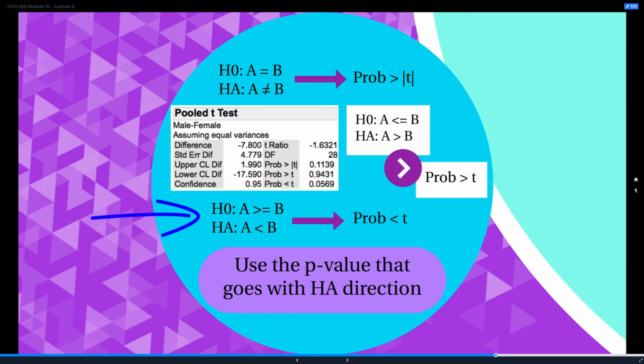So you want to use the p-value that's associated with the alternative hypothesis direction. So you can see for the top set of hypotheses, not equal to, that's the absolute value of t. For the second or middle hypothesis, that is greater than, and that is the p-value that you use. And for the third set of hypotheses, that is less than, and that is the p-value that you want to use.